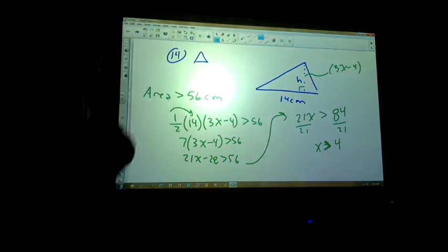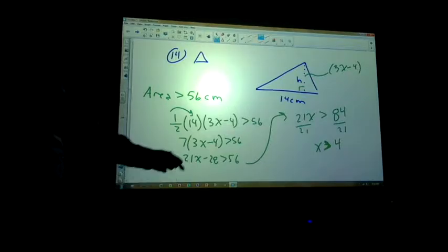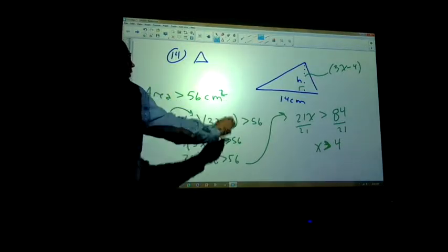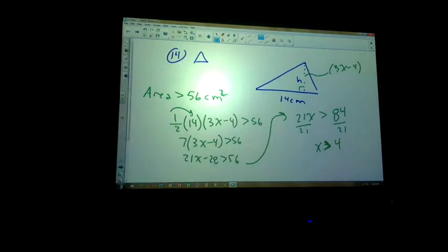To find possible values of x. Okay, so they told us the area is bigger than 56 centimeters. It should be 56 centimeters squared. I don't know why the worksheet didn't have it. Maybe they got lazy or something. So our x value needs to be bigger than 4.